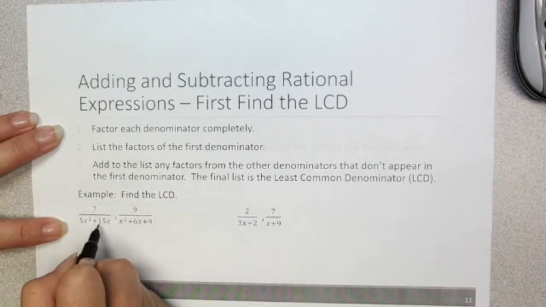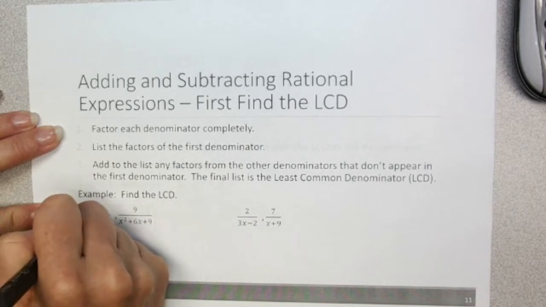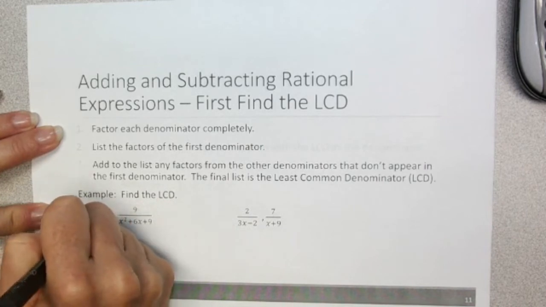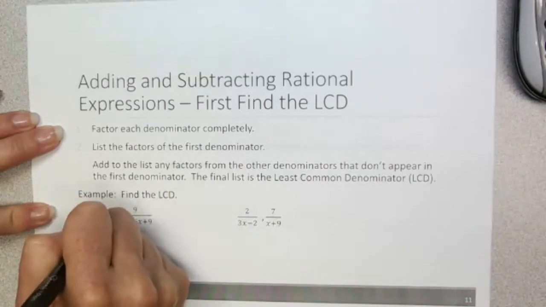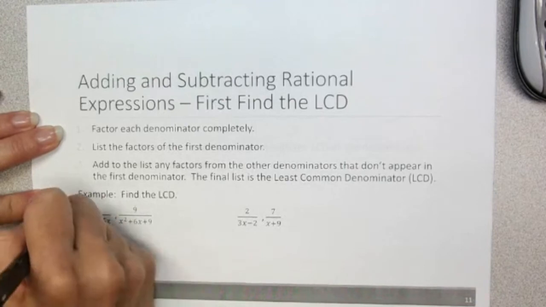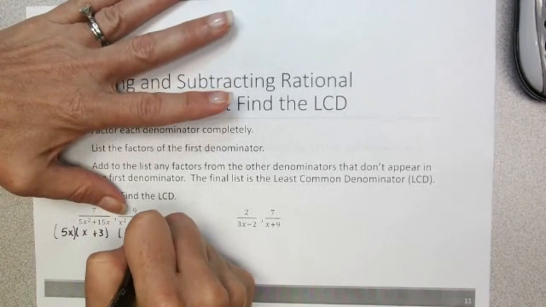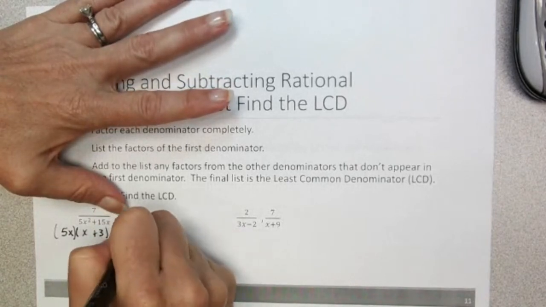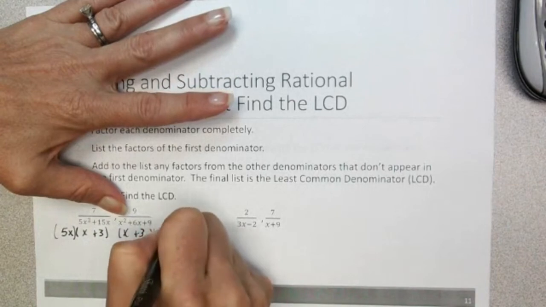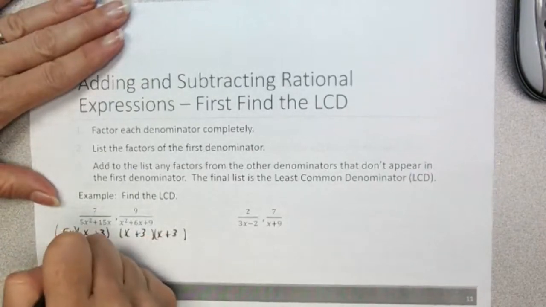All right, if I fully factor 5x squared plus 15x, I think the greatest common factor between those terms is 5x. So let's factor that out, and that leaves us with an x plus 3. It stays behind. So that first denominator will factor into 5x times x plus 3. The second denominator is going to factor into x plus 3 times x plus 3. Okay, so they're fully factored. Now let's list out all these factors and make the least common denominator.